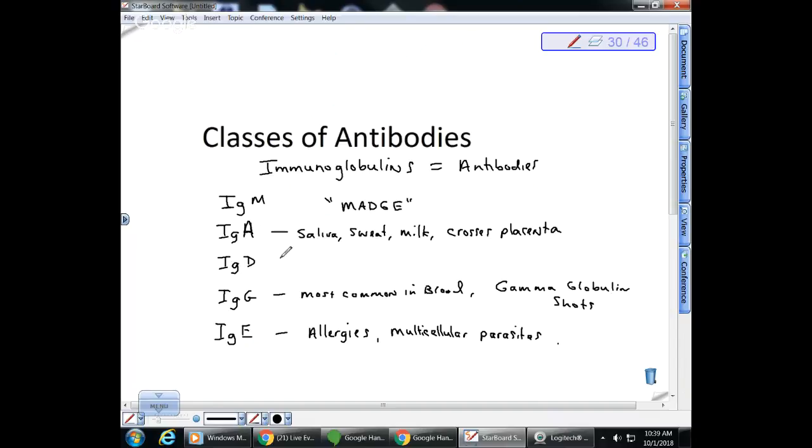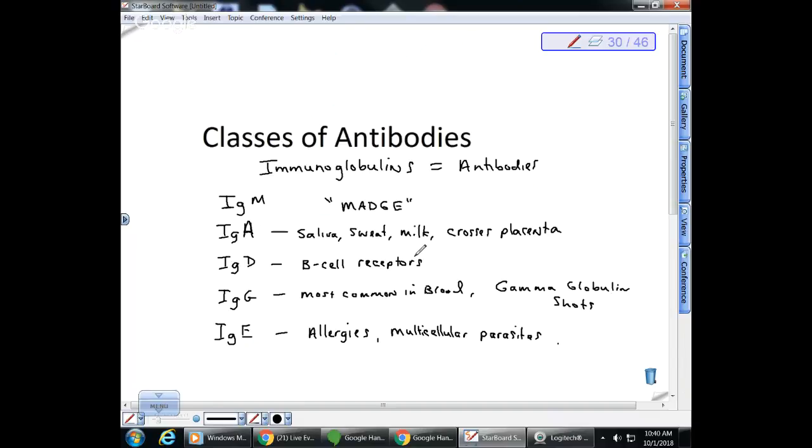IgD is the type of immunoglobulin that is a B cell receptor. So what that means is that these get inserted into the plasma membrane of the B cells. So B cells can directly detect foreign antigens. And so that's important.